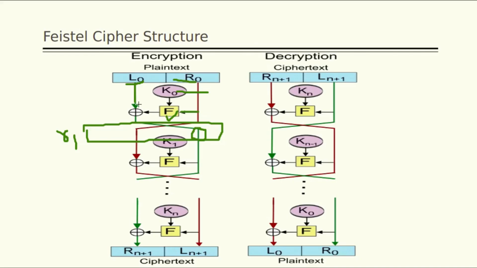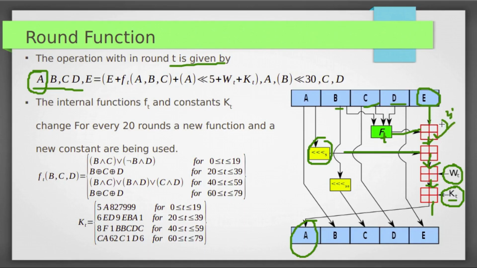In a Feistel network, we used the XOR operation. Here it is addition mod 2 to the power 32. The round function ft and Kt will be changed for every 20 rounds. This Wt will be different for each round. For the first 20 rounds, from index 0 to 19, this function will be used as the round function. For the next 20 rounds, this function will be used. For the third stage, this function will be used. For the fourth stage, this round function will be used.